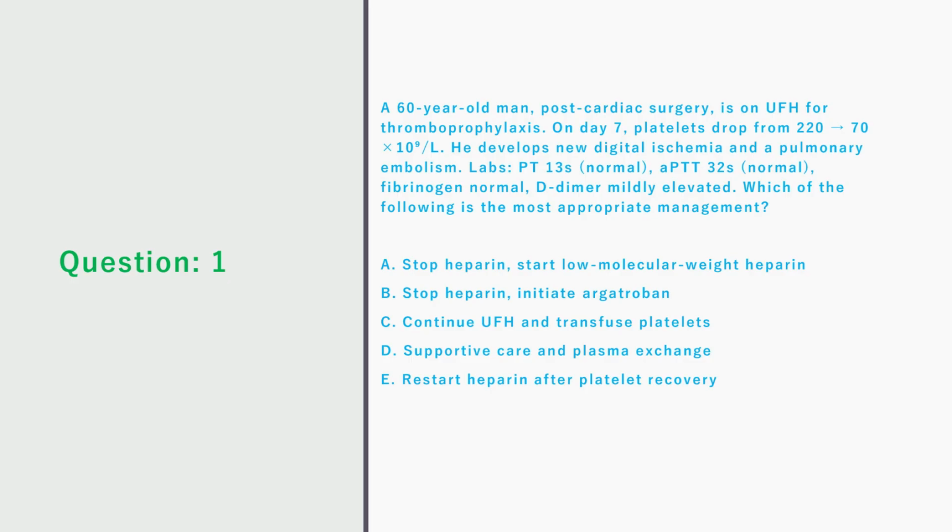Question 1. A 60-year-old man, post-cardiac surgery, is on UFH for thromboprophylaxis. On day 7, platelets drop from 220,000 to 70,000. He develops new digital ischemia and a pulmonary embolism. Labs: PT 13 seconds, normal. APTT 32 seconds, normal. Fibrinogen normal, D-dimer mildly elevated. Which of the following is the most appropriate management?